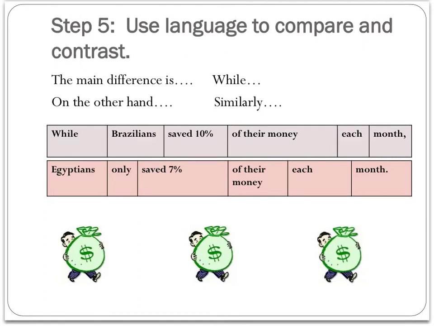I want to use language to compare and contrast information. I want to say what things are different and also give similarities. For example, I can say, while Brazilians saved 10% of their money each month, Egyptians only saved 7% of their money each month. While and only show contrast.